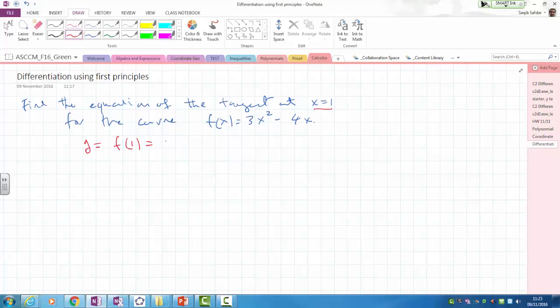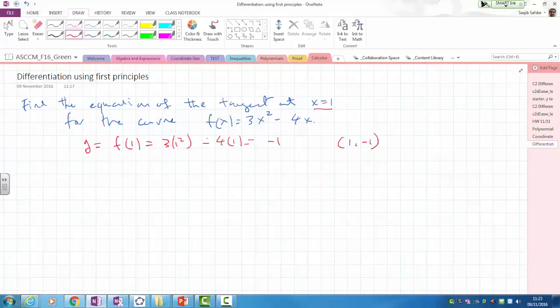Substitute x equals 1 in there, so you get 3 times 1 squared, take away 4 times 1. So that gives us minus 1. So we've got coordinate (1, -1). If you then want to work out the gradient of the tangent, what do you need? dy over dx.